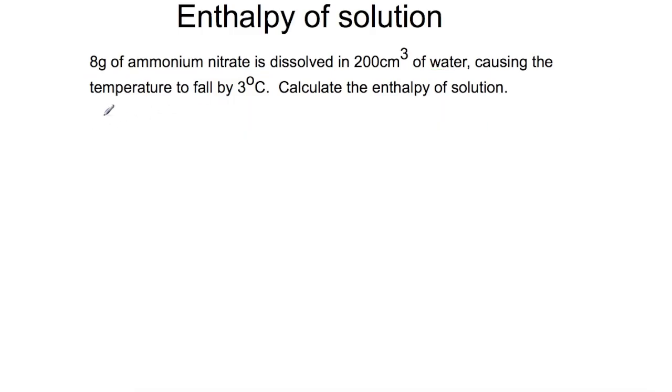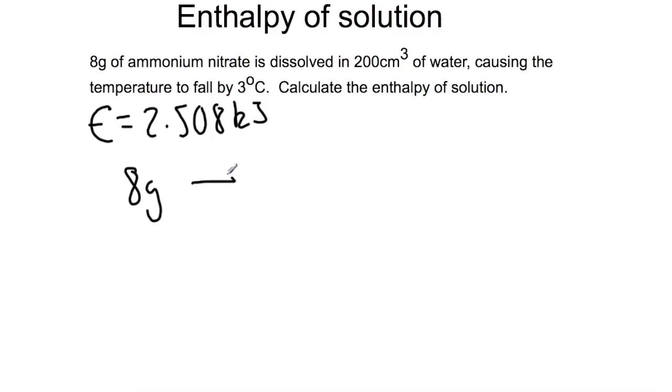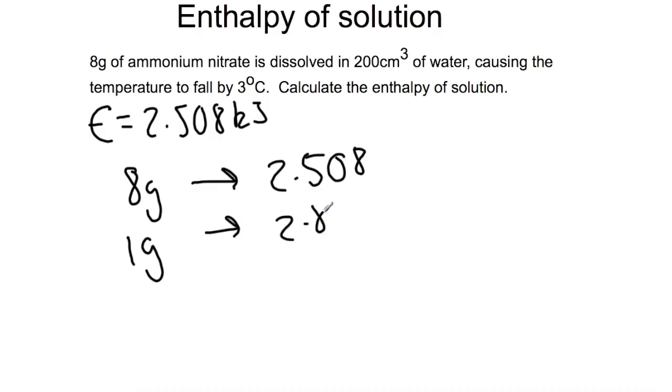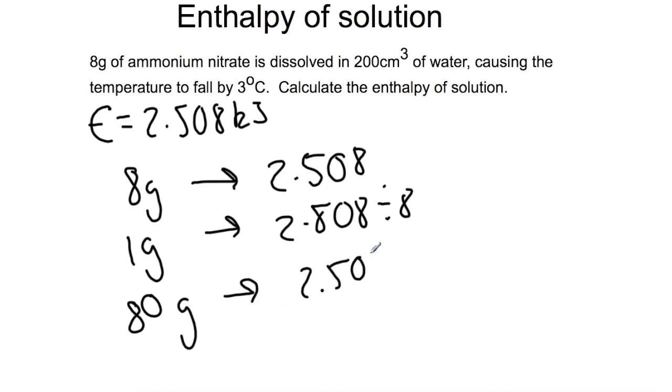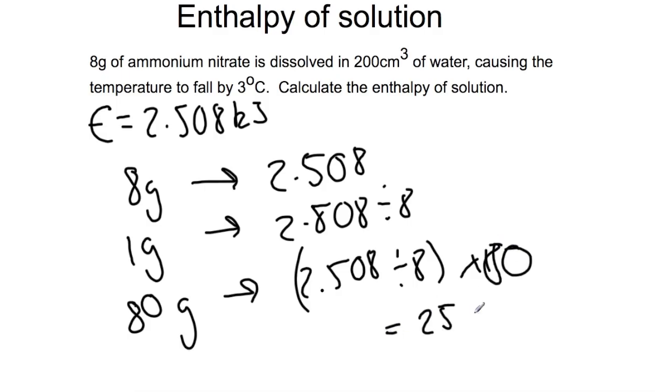We can do the proportion method as well, so using E equals 2.508 kilojoules, if 8 grams of ammonium nitrate gives you 2.508 kilojoules, you can divide by 8 to get to 1 gram. And then multiply back up by the gram formula mass, which is 80, to get to a mole, which will give you the same answer as before, 25.08 kilojoules per mole.